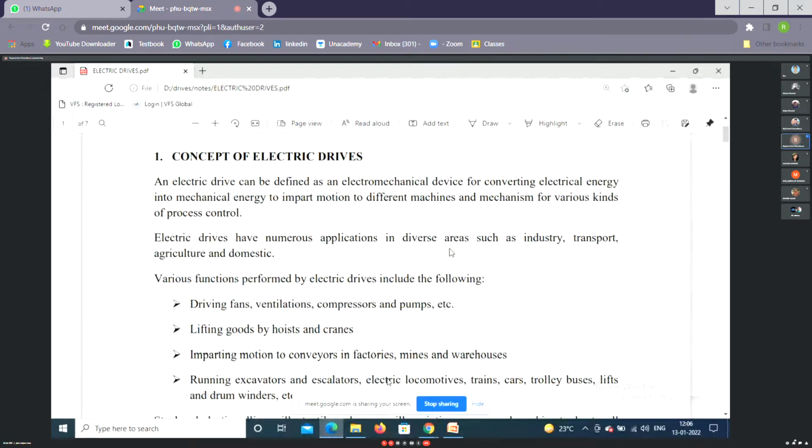So there are numerous applications in the transport industry, agriculture, domestic sector, and the large industry. In any industry, there are fans. If there are large motors for power systems, the large generators will require extensive cooling, and obviously for that we will require fans. Obviously, these are electric drives again, and they require control and precision. Then ventilation, then compressors and pumps.